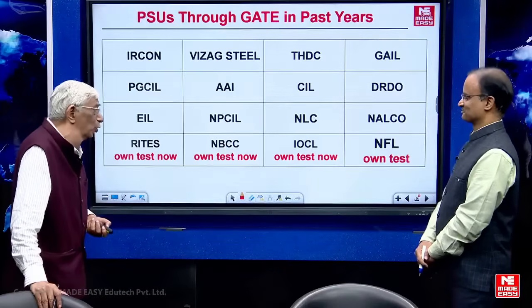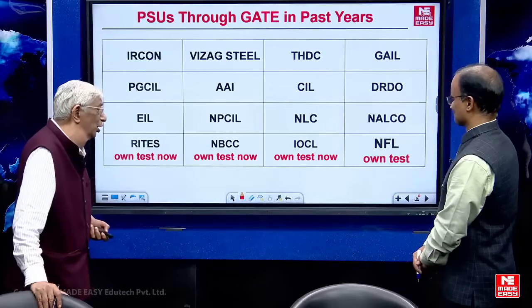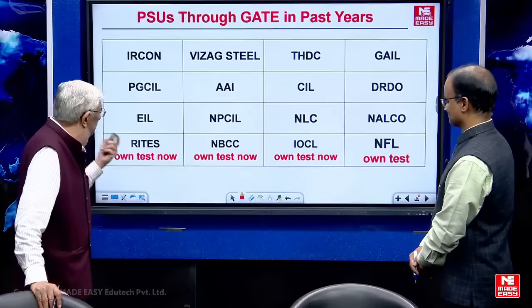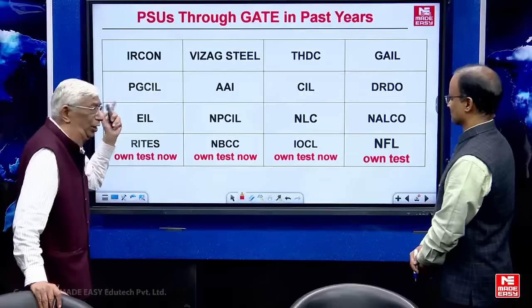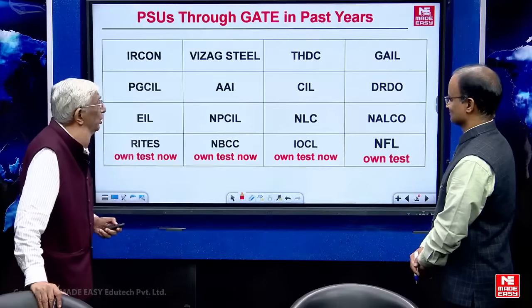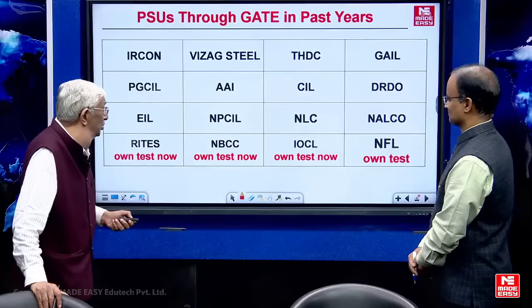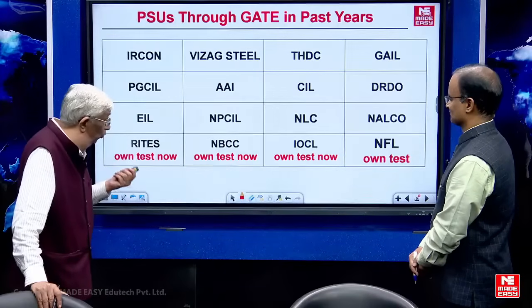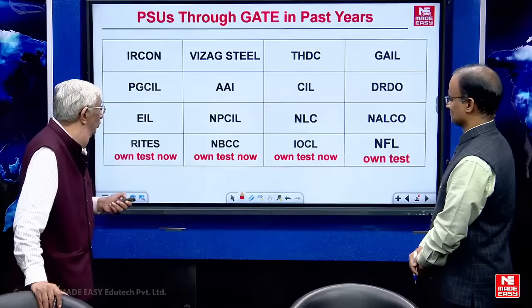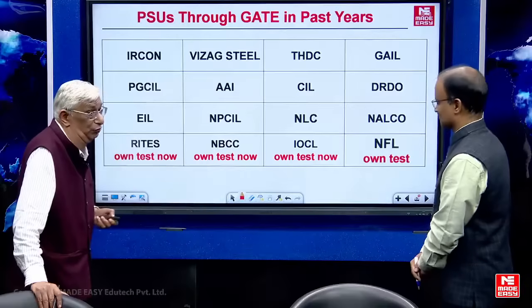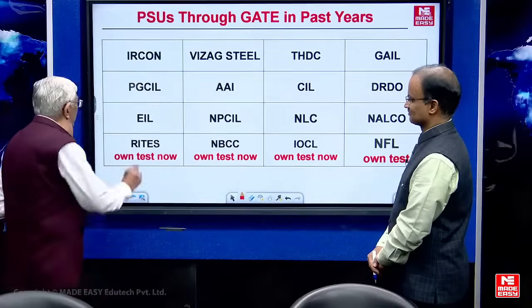A number of PSUs have been recruiting through GATE; obviously the names in the last row are conducting their own exam now. EIL, NPCIL, NLC, NALCO, DRDO, CIL in alternate years, Airport Authority with direct recruitment and no interview. THDC, again a good organization for electrical and mechanical and civil engineers, particularly. GAIL, occasionally electrical, but civil and electronics and mechanical always. PGCIL is a very good organization from the electrical engineers' perspective, and also they have another company called Gridco.